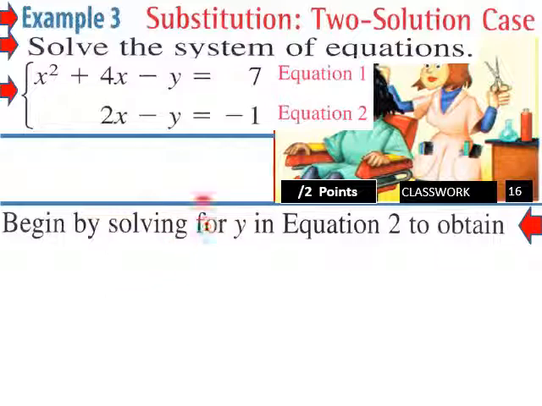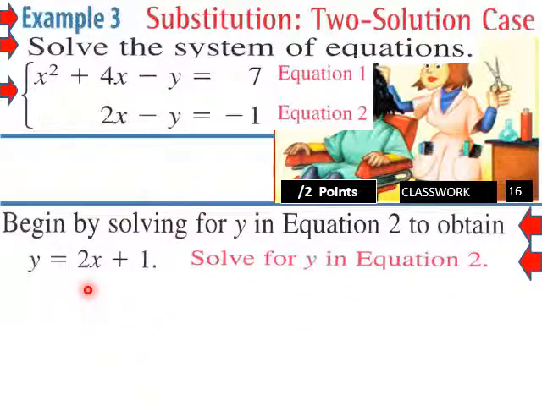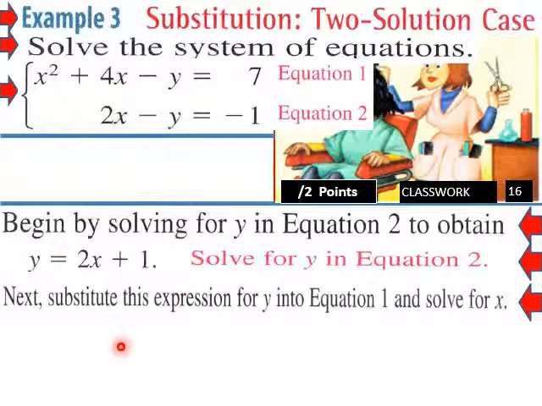Begin by solving for y in equation 2. This is the easiest one here. To obtain y equals 2x plus 1. Solve for y in equation 2. Next, substitute this expression for y into equation 1. So y equals 2x plus 1. We can put this up here in equation 1 and solve for x.